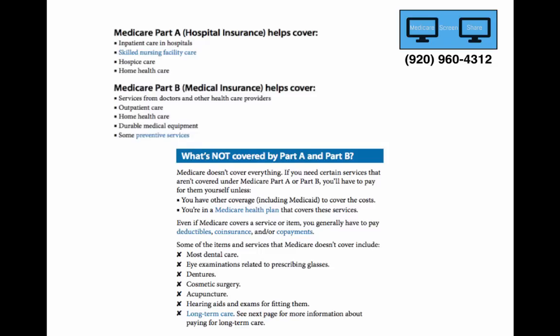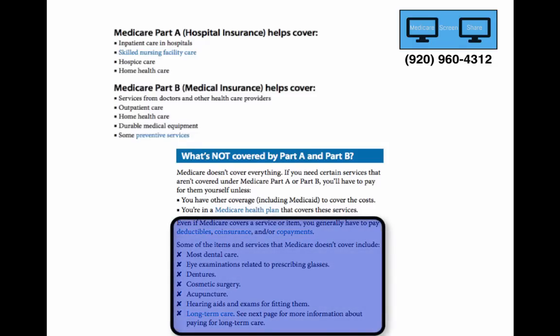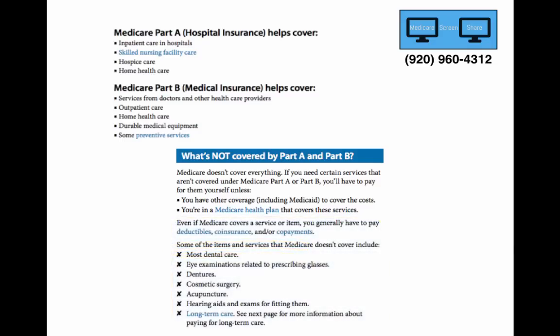Part A and B do not cover dental care, eye care, cosmetic surgery, acupuncture, hearing aids, and of course, long-term care. Now, Part A and B also has some deductibles and copays you need to know about.